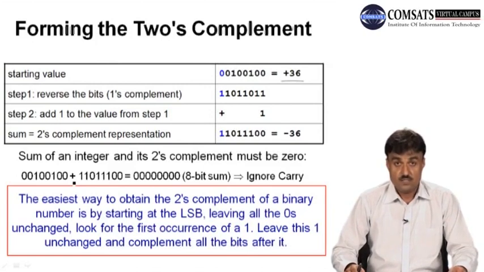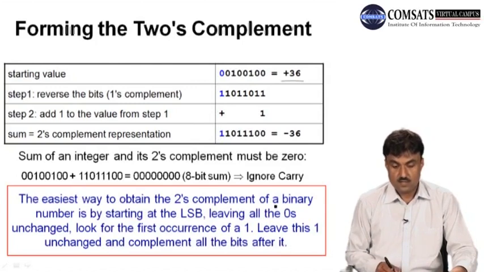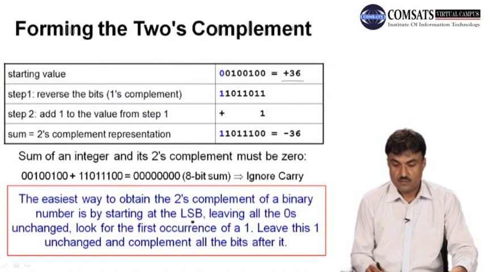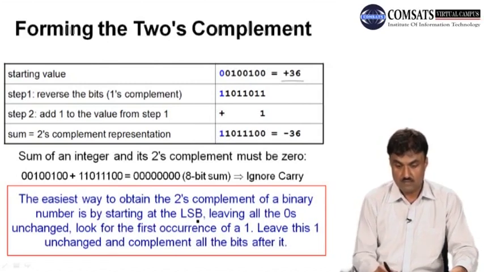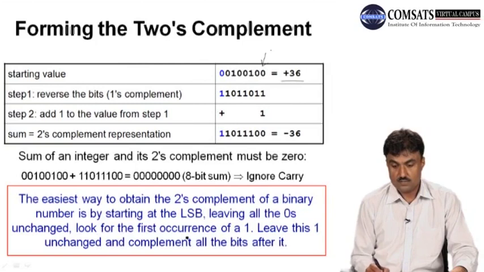There is another easy way to convert any number into 2's complement. The way to obtain the 2's complement of any binary number is by starting at the least significant bit. For example, we have this number here. Starting with the least significant bit, until we encounter a 1, we leave all zeros as they are. So leaving all the zeros unchanged, look for the first occurrence of a 1. So here is the first occurrence of 1. Leave this one unchanged and complement all the bits after it.